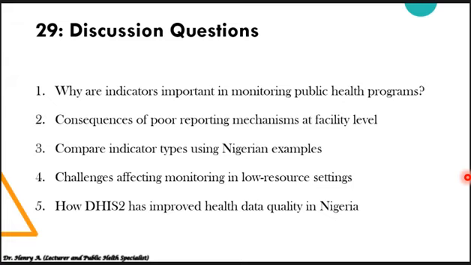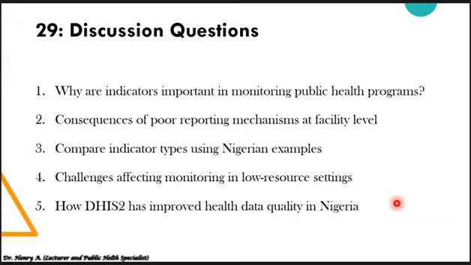So everybody has it. Once you are sent the feed, you put it on your phone, you put it on your laptop, you download the app, and from there you send your information, just like using the Kobo tool for data collection. We also see that it has improved health data quality in Nigeria by providing consistent and standardized data entry, timeliness of monthly reporting, because it has enabled all these things.